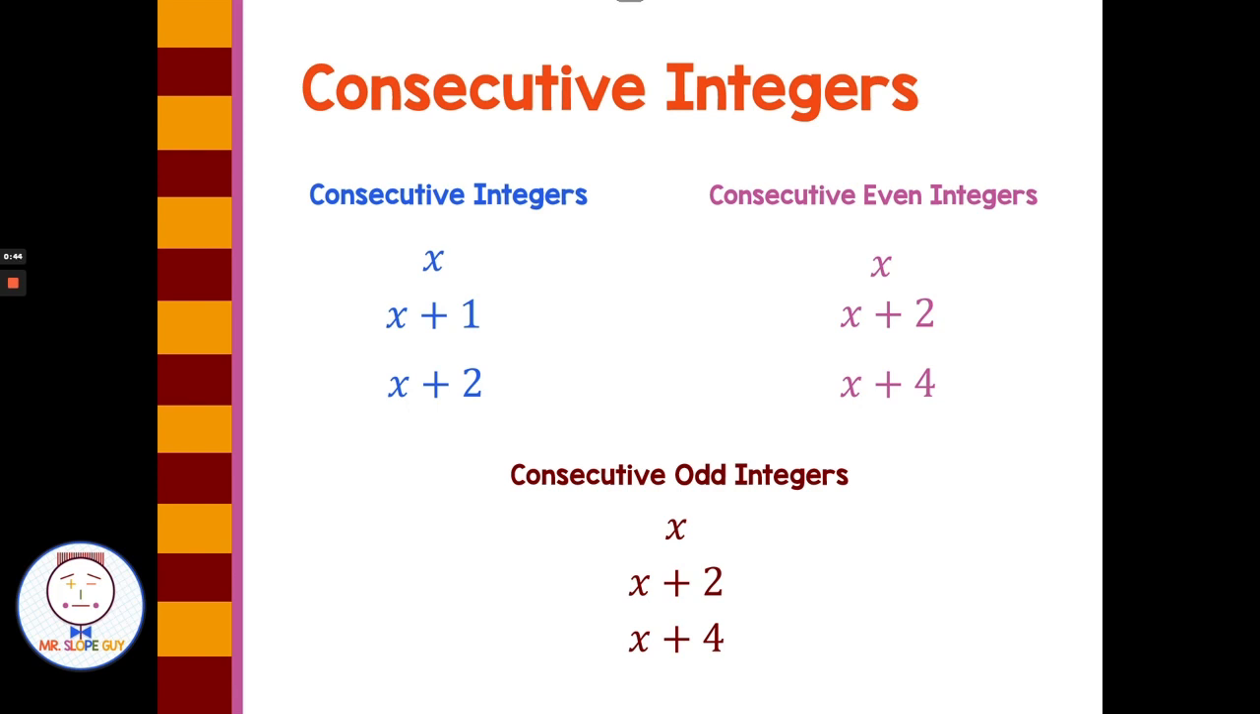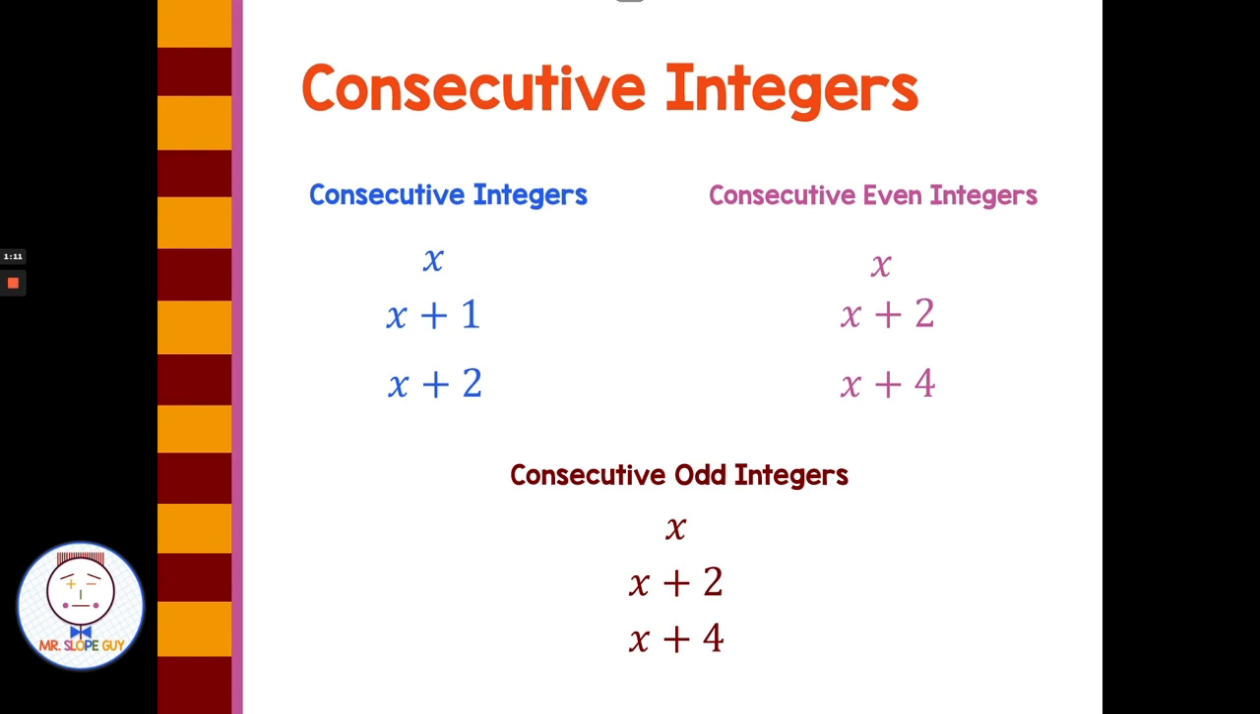Well, what about even integers? If I started with the number 10, the next even integer is 2 higher, which would be 12. And the following number would be x plus 4, and I could keep going. So they're changing by 2's. If I start with an even number, adding 2, adding 4 will give me the next even numbers. And I could continue that pattern if I had more than 3 consecutive even integers.